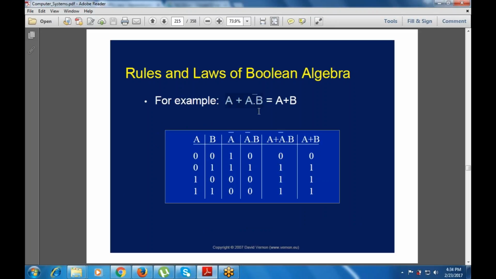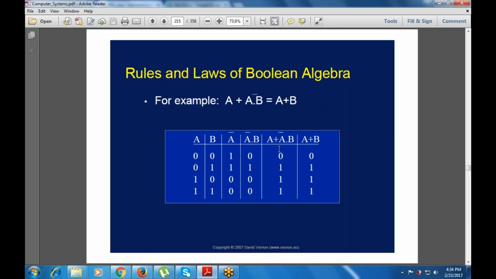For example, when we say that A plus A complement into B equals A plus B. We take A, B, A complement B, A plus A complement B, then A plus B. A complement means the negation: 0 becomes 1, 1 becomes 0. Then we multiply the A complement into B, that means we use the AND operation between A complement and B, which gives 0, 1, 0, 0.